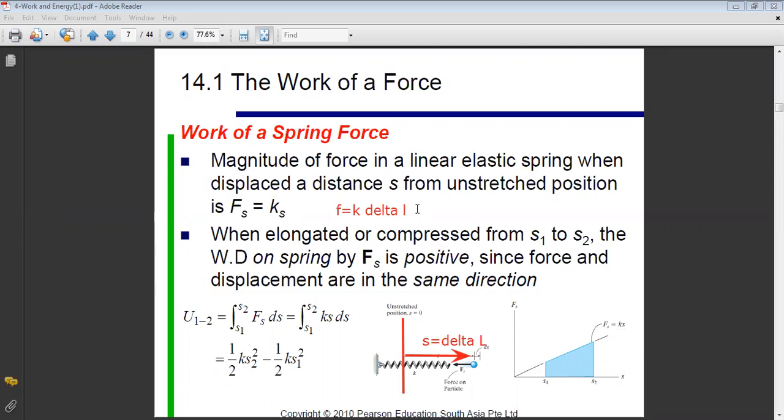Now if I want to find the work, if I put a force on the spring to stretch it, the force acting on the spring will be equal to K times S. And if I want to find the total work when I displace my spring from a position S1 to a position S2, then I integrate from S1 to S2 of Ks ds. This gives half K S2 square minus half K S1 square. Keep in mind that S here represents the stretching or compression of the spring, so it's delta L. This represents the work on the spring.